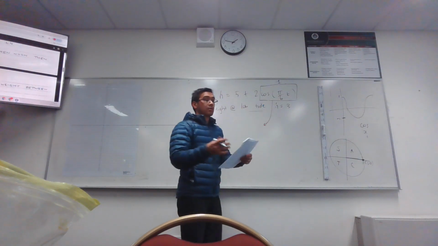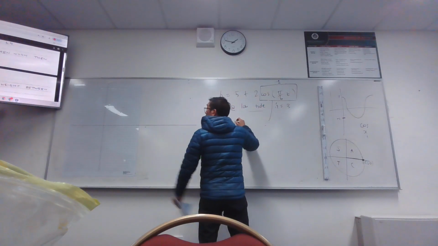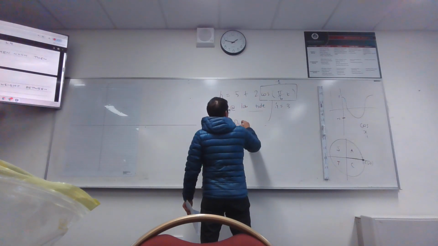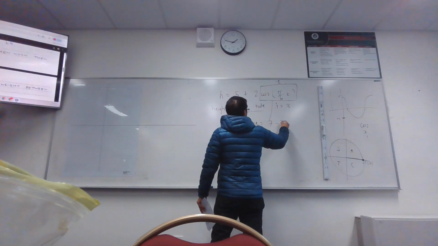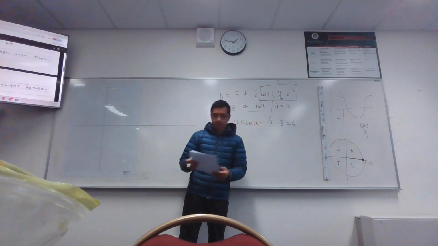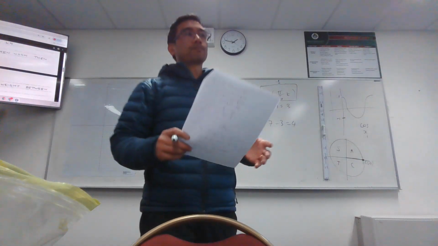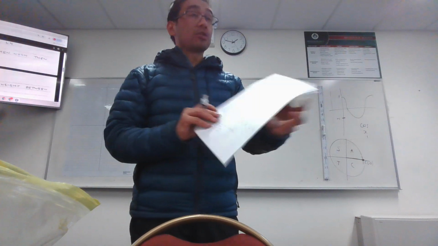Okay. What's the difference? The question is asking, what's the difference? It's 4, because 7 take away 3 is 4. High minus low is a 4. Any questions? Almost there. 2 more questions to go.